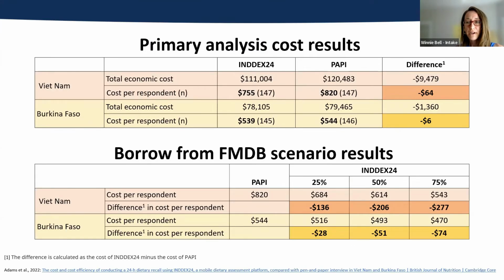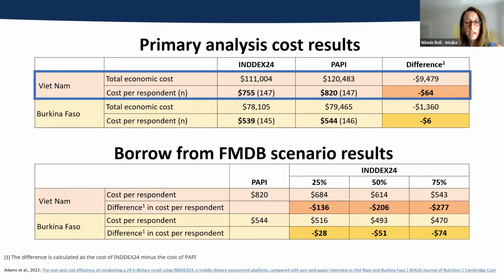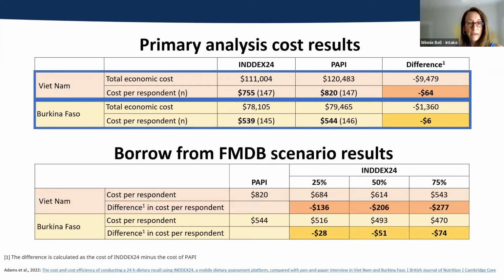As far as findings from our cost analyses, I'm again just showing a smattering of the results here. In Vietnam, on a cost efficiency basis, the total economic cost of the 24-hour recall was $755 compared to $820. So at a per respondent level, this was a savings of $64. We see a slight difference in Burkina Faso, where it was still less with Index 24, but only $6 less.